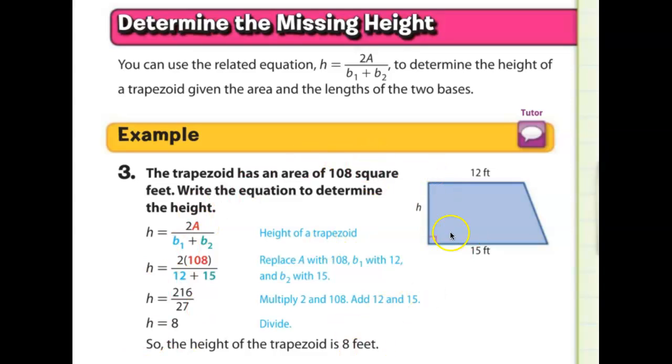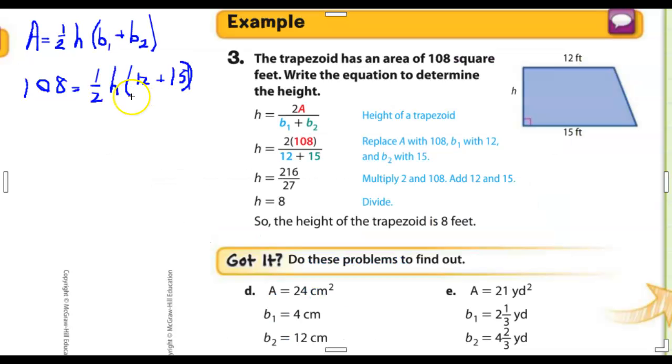So you have my permission to look at what they've done, that's great, but we're going to expand the field here. We're going to do this the other way. All right, so we're going to use the regular formula, and then we're going to calculate what the missing height is using algebra. So 108 is what the area is according to the problem.